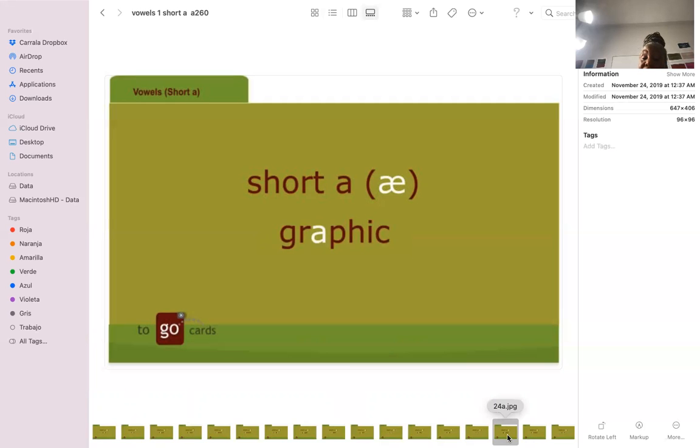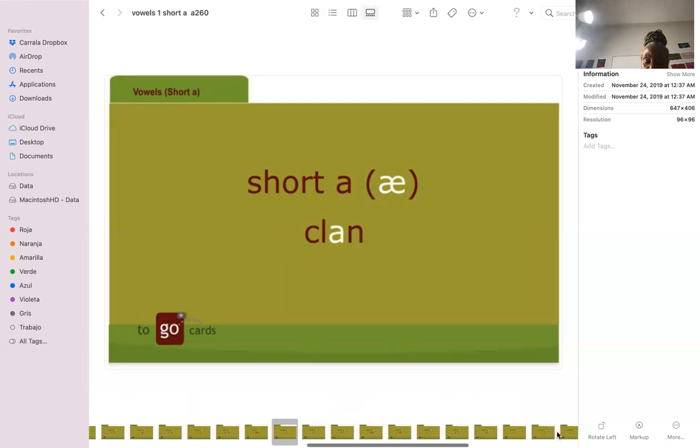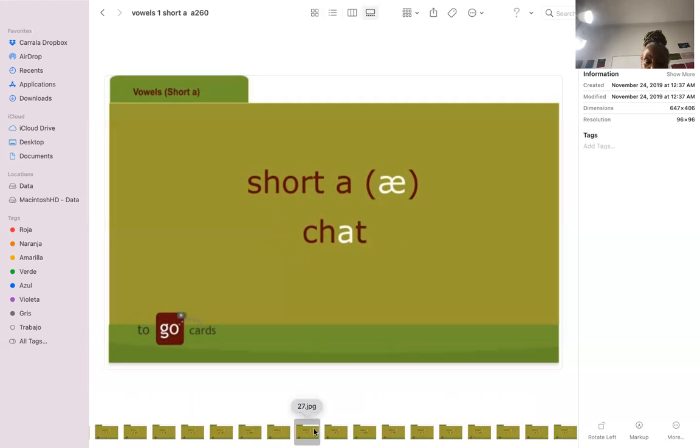Graphic. Notice that PH. You don't always know when a word has the F sound, if it's the F or if it's the PH. Hacksaw. Clan. Okay, let's see, we have any more here. I have a couple more. Chat, to talk. It could also mean to gossip.